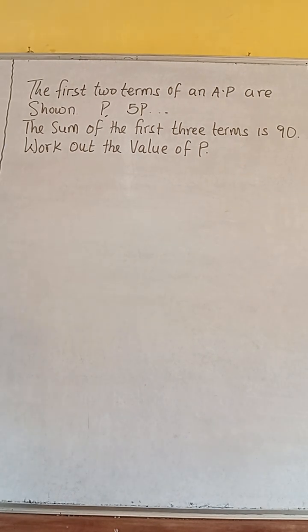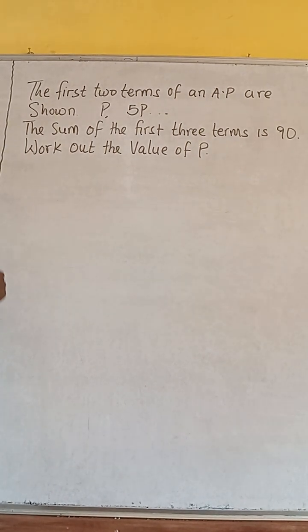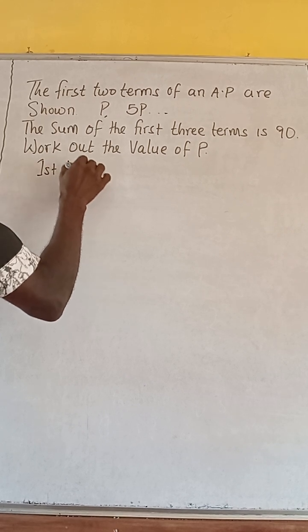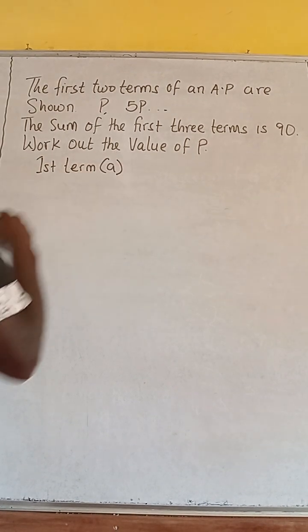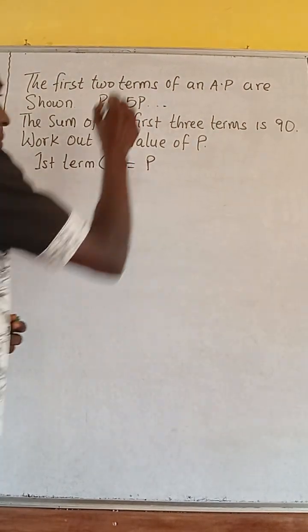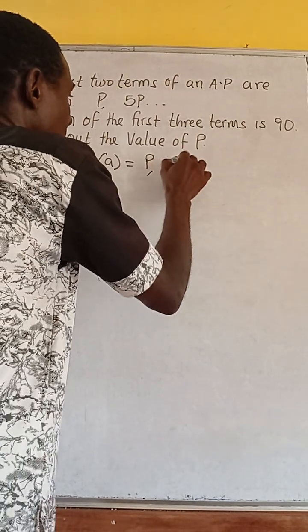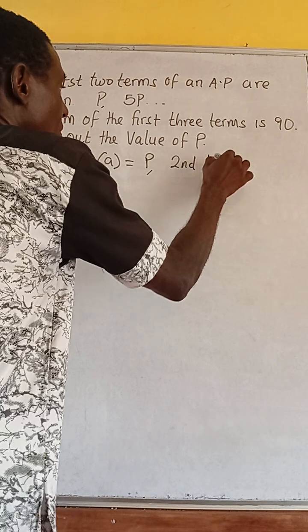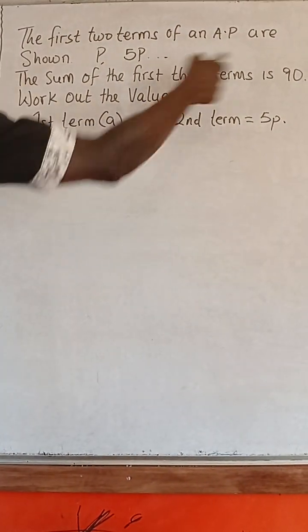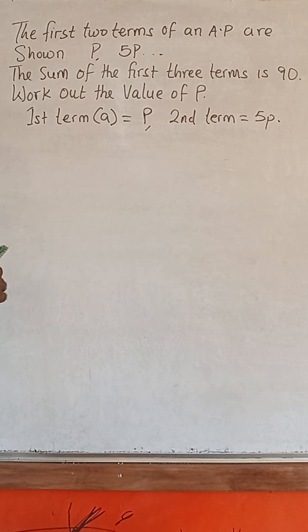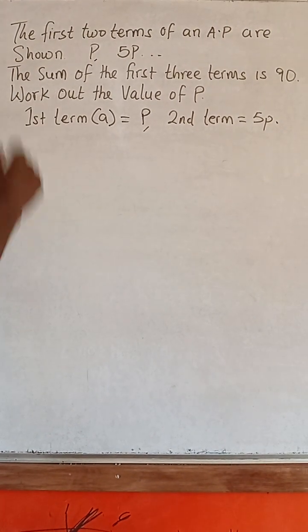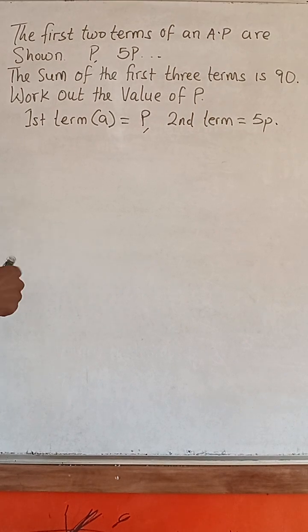So in this question, from what we know, our first term, which can also be called A, is P. And then the second term is 5P. But now what we are given in the second statement is the sum of the first three terms. So that means we are going to be dealing with the sum of a sequence.